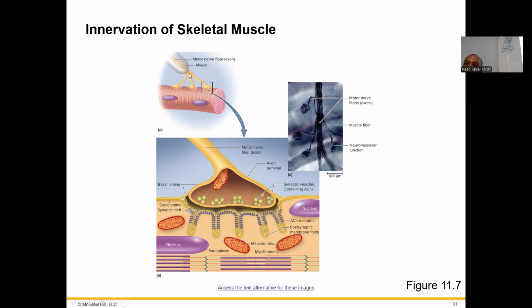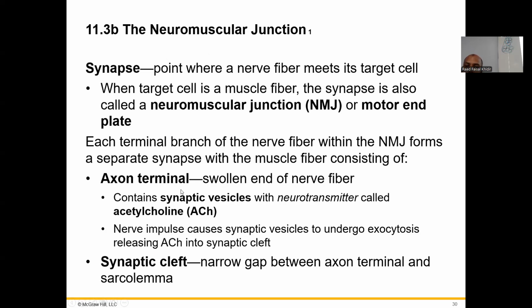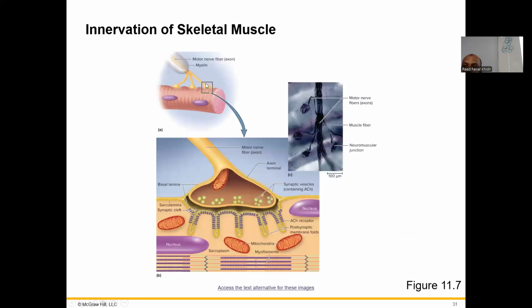Now, what is this yellow? These are my swollen ends. You see, the axon terminal, swollen end of the nerve fiber. You see the swollen end? That is the swollen end. What is the swollen end touching? The muscle. This is right here. So now we showed you, that's my swollen end, which is part of my nerve.